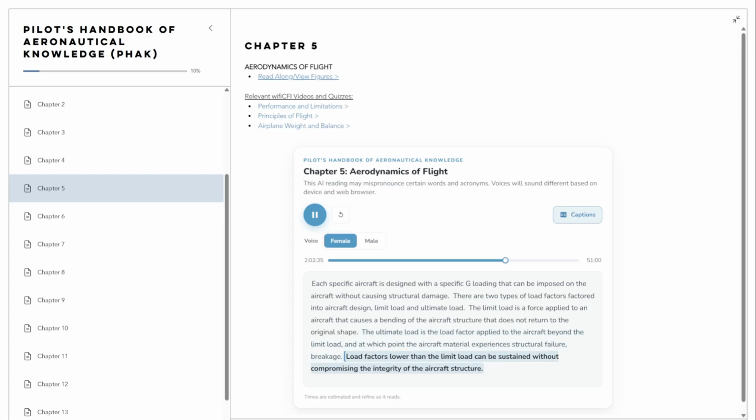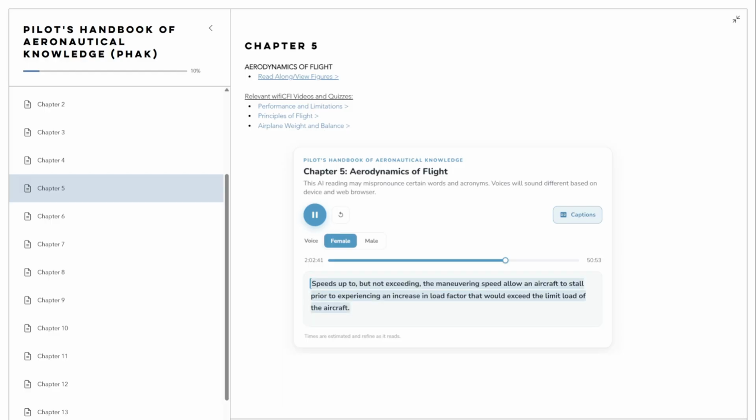Load factors lower than the limit load can be sustained without compromising the integrity of the aircraft structure. Speeds up to, but not exceeding, the maneuvering speed allow an aircraft to stall prior to experiencing an increase in load factor that would exceed the limit load of the aircraft.